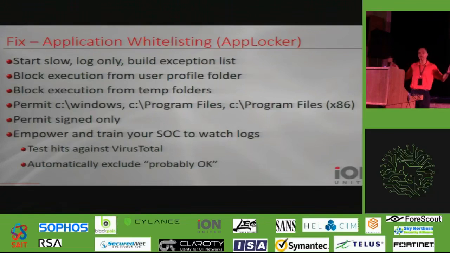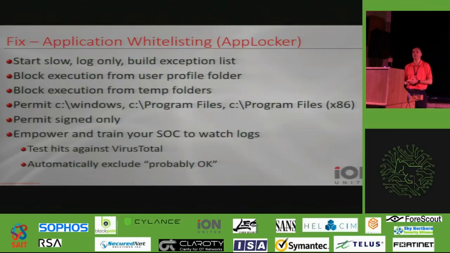then start at a high level of granularity. Like, I'm going to just whitelist C Windows, C program files, x86. I'm also going to check to see if there's any world writable directories in there before I do that. But open it up that wide, or just lock down the user's profile folders. Permit signed executables, or at least don't alert on signed executables. And yes, there's a lot of talk lately about how to bypass that. But again, we're just raising the bar.